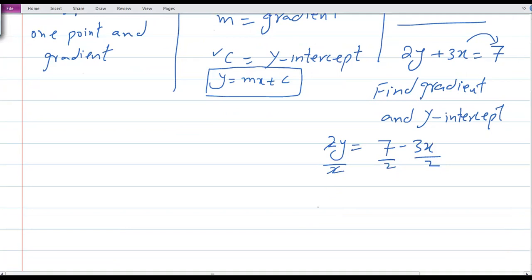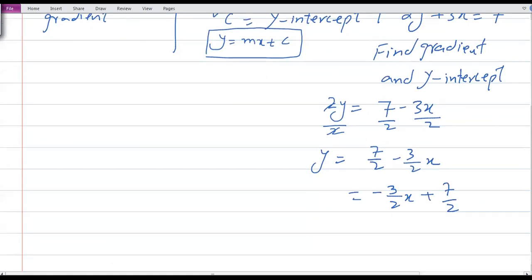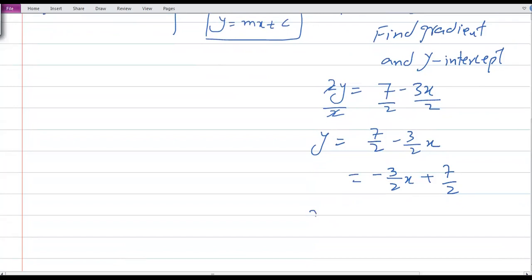This will become y equals 7 over 2 minus 3 over 2x. So the x term I can write first. It will become minus 3 over 2x plus 7 over 2. So now what is the gradient here? If I ask you what is the gradient, m is the coefficient of x, minus 3 over 2. What is c? The y-intercept, because we represent the y-intercept by c. C is 7 over 2. So this will be the way to find the gradient and y-intercept.